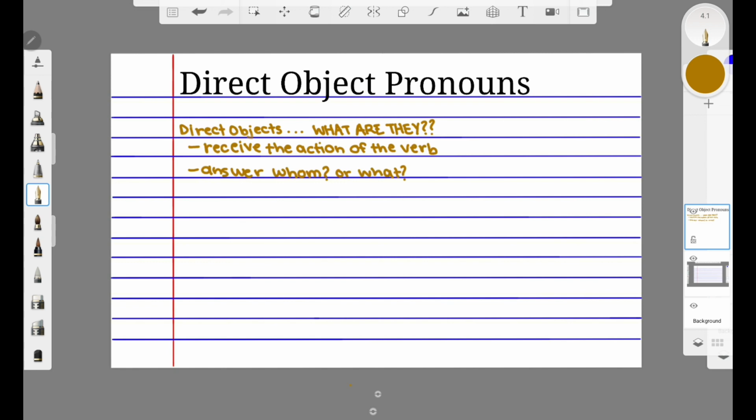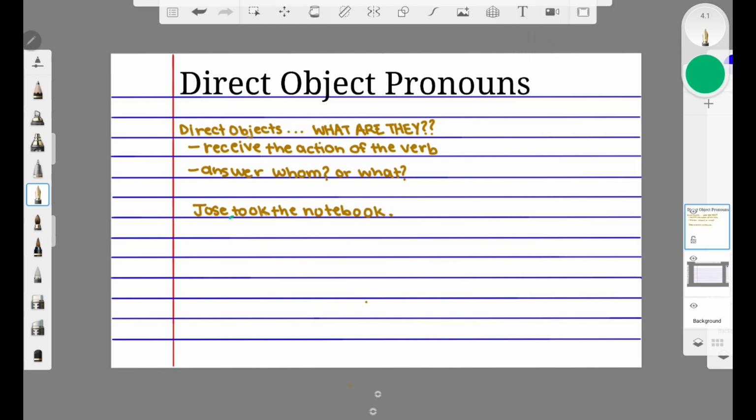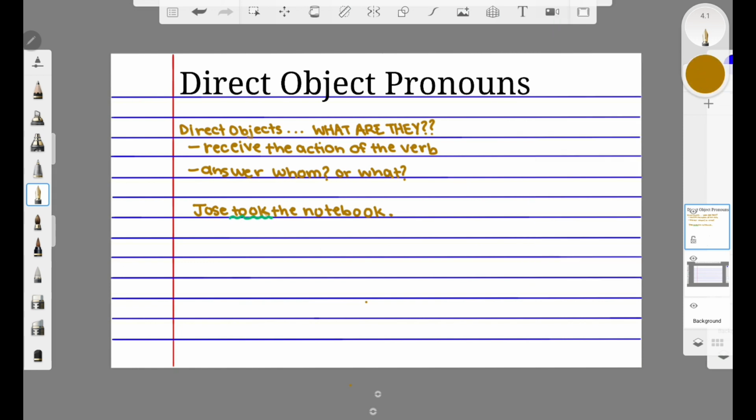Direct objects receive the action of the verb, and they answer whom or what. So let's look at an example in English first. We have the sentence, Jose took the notebook. So always, the first thing you ever want to do is identify the verb, which is took. And now from here, we can say what received the action of the verb.